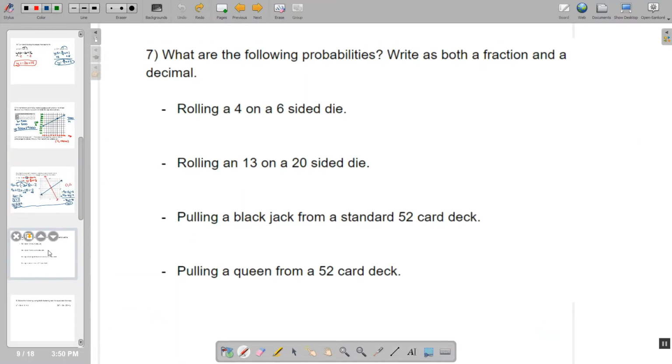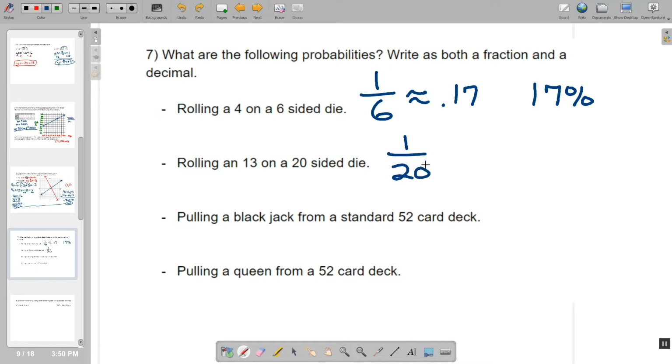Let's do some probability. So rolling a 4 on a 6-sided die, well, there is one 4 out of 6 sides. That is equal to about 17/100ths or about 17%. Rolling a 13 on a 20-sided die, well, there is one 13 on 20 sides of the die. That is about 5/100ths or about 5%.